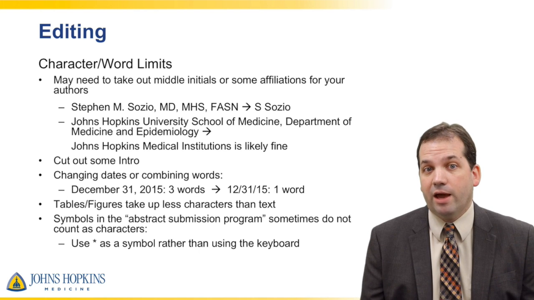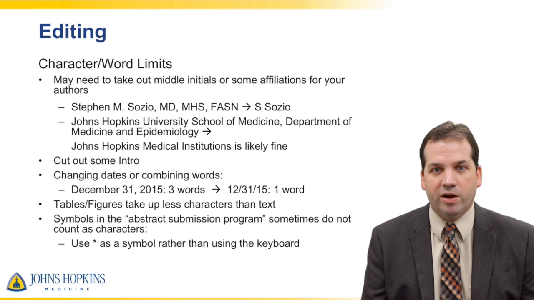So you may need to take out middle initials or some affiliations for your authors. For instance, my full name is Stephen M. Sozio, MD, MHS, and then if I'm submitting for the American Society of Nephrology, I would include my affiliation with them as FASN. So I can actually shorten that just to S. Sozio, and you can see how many characters and how many words that decreases as a result.